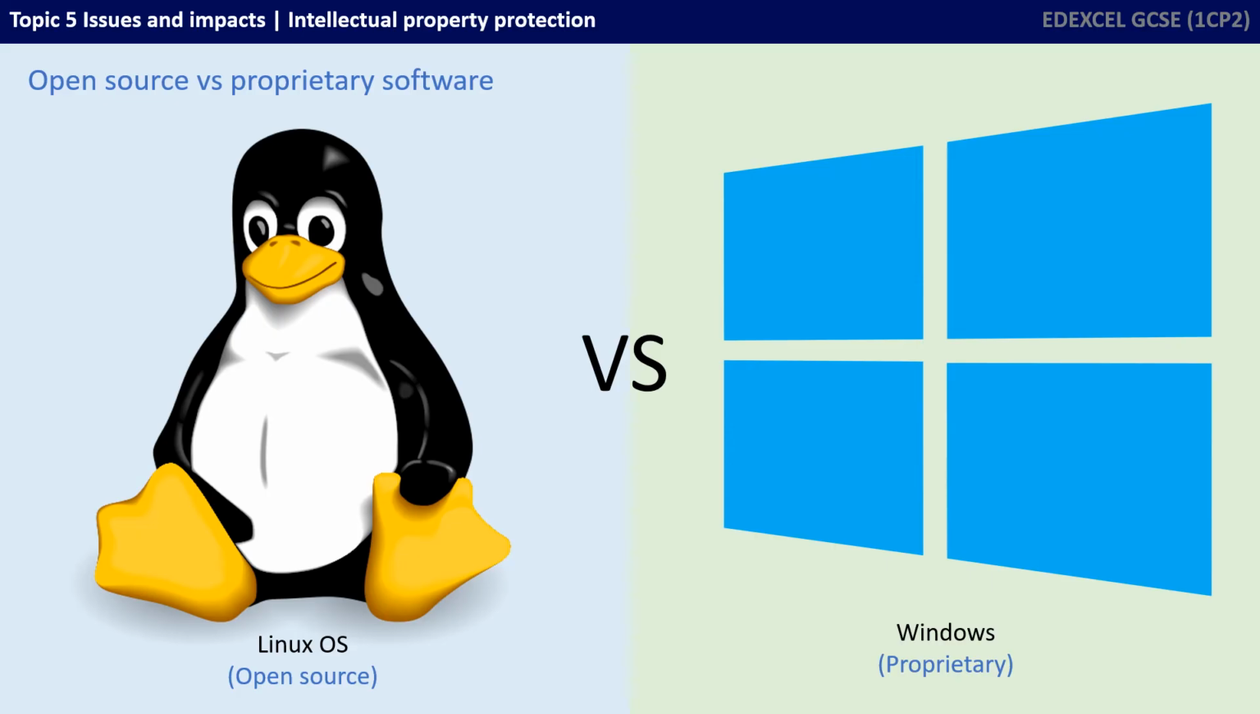One of the most well-known examples of open source versus proprietary software is the battle between Linux and Windows. Linux is an open source operating system and Windows is a proprietary operating system.